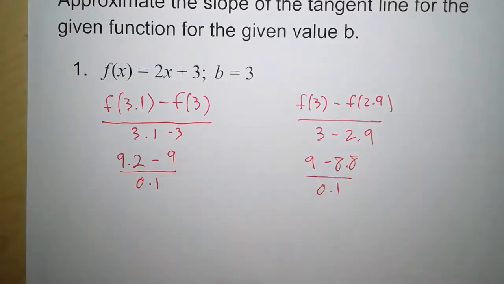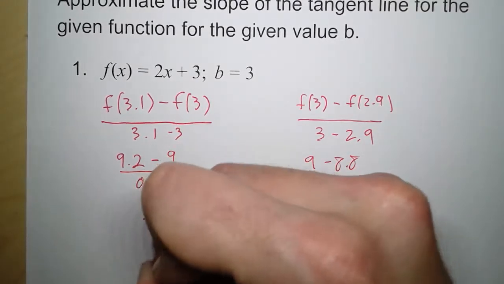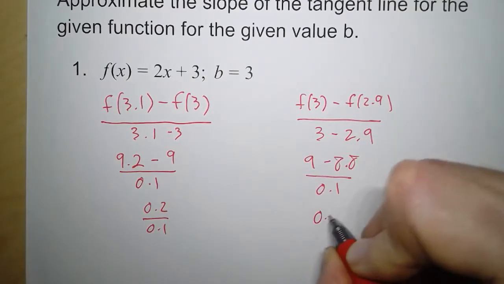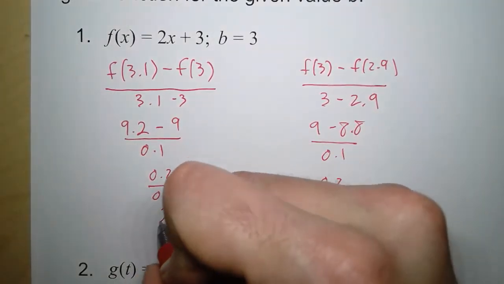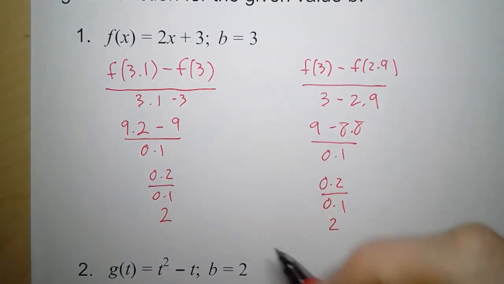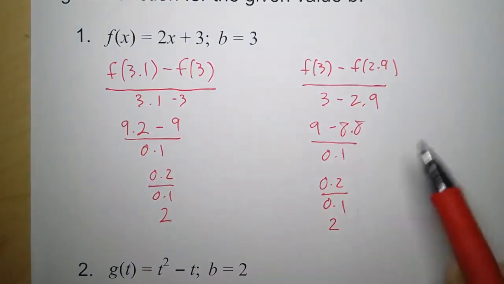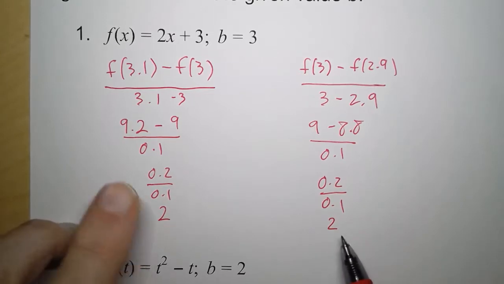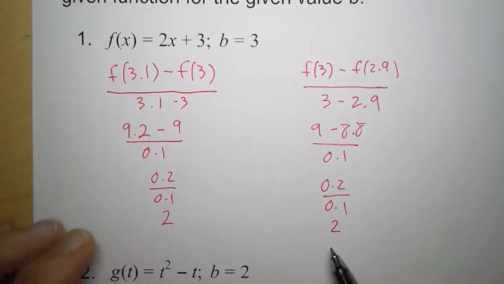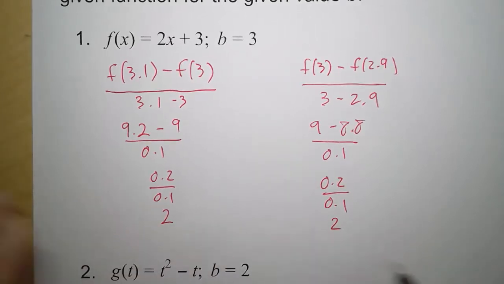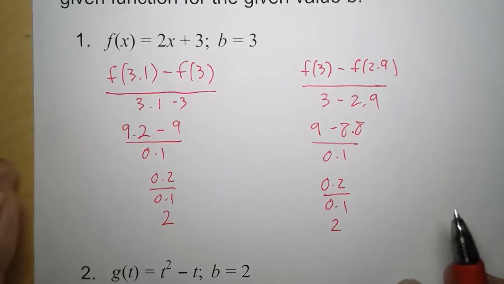So the difference in both cases is 0.2 over 0.1. And so when we divide, we get slopes of 2. So that is our approximation for the slope of the tangent line. Now fortunately, these two are exactly the same, and that won't always happen, as you'll see in the next one. And so what we would normally do is look for the number that's in between them.